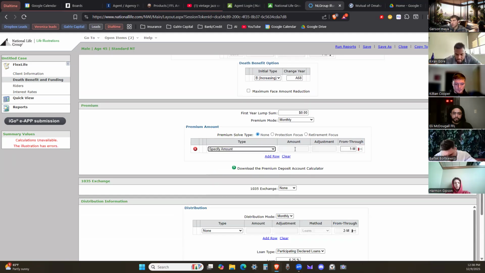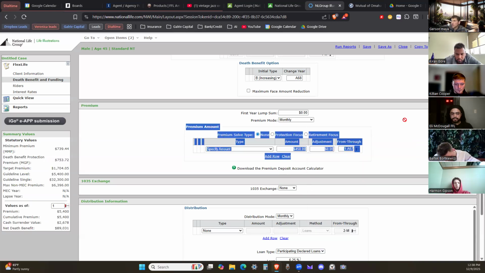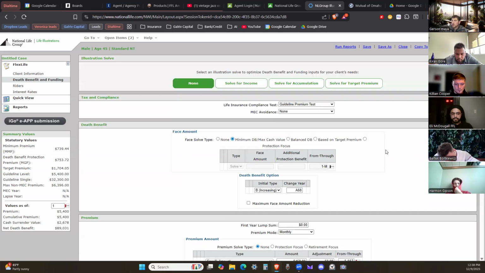We're going to specify the amount we want to put in. The guy wants to put in, let's say, 10 times his age. He's 45, from year 1 until age 67. And then that's good to go. You don't need to do anything else here. That is completely good.